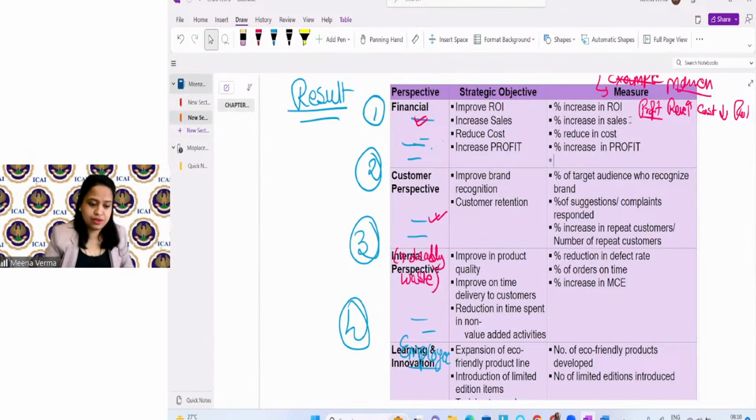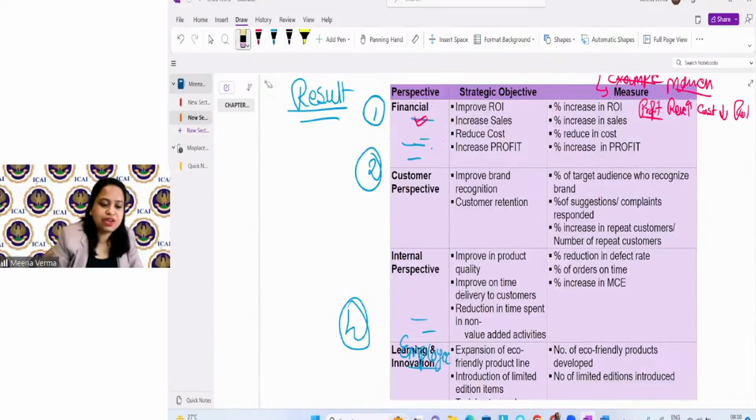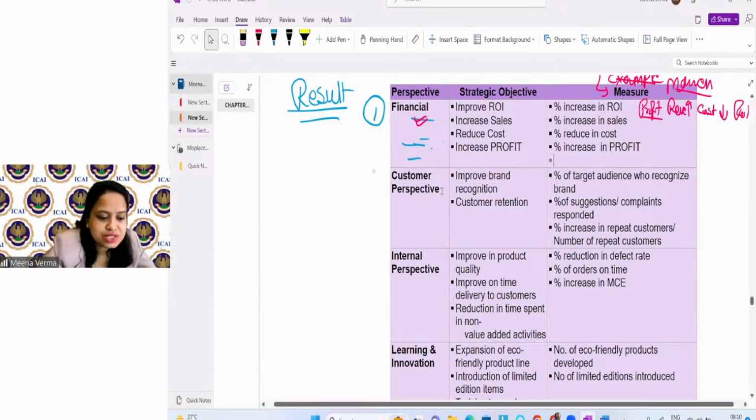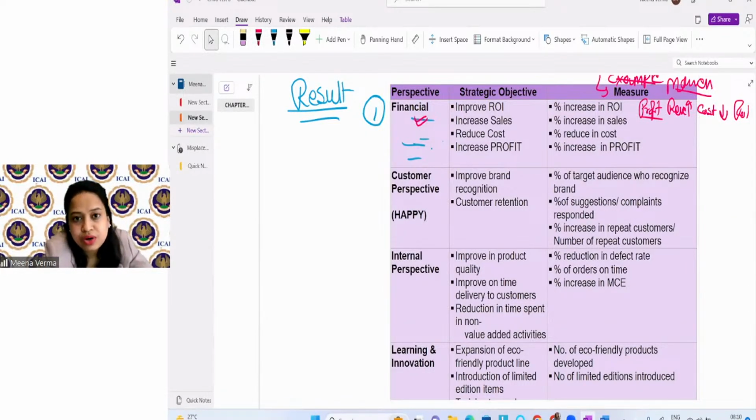Next, customer perspective. So now customer perspective means whether the customer is happy or not. This is related to what? Whether the customer is happy or not. How will you find? Customer retention will increase. है ना? Customer retention का मतलब, do you understand? That same customer is buying the product from you again and again.